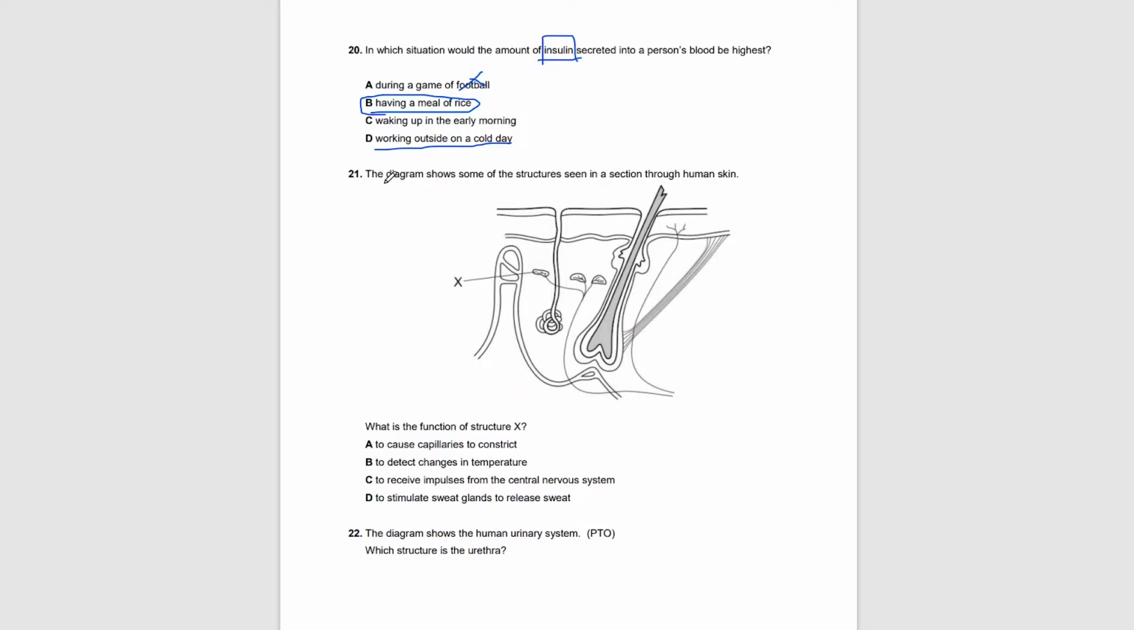Moving on to question 21, the diagram shows some of the structures seen in a section through a human skin. What is the function of structure X? Structure X is a receptor. To cause capillaries to constrict, the hypothalamus does that. To detect changes in temperature might be the answer. To receive impulses from the central nervous system, receptors do not receive impulses. To stimulate sweat glands to release sweat, the hypothalamus does that.